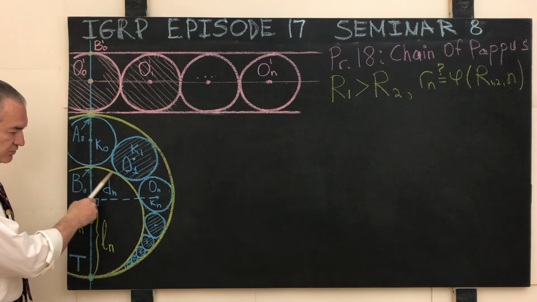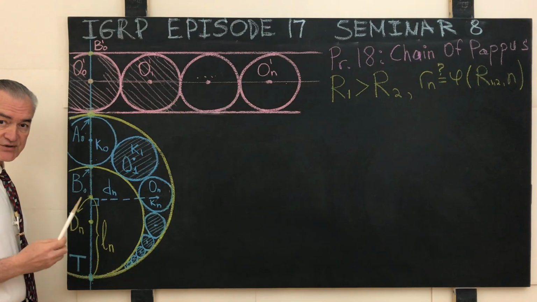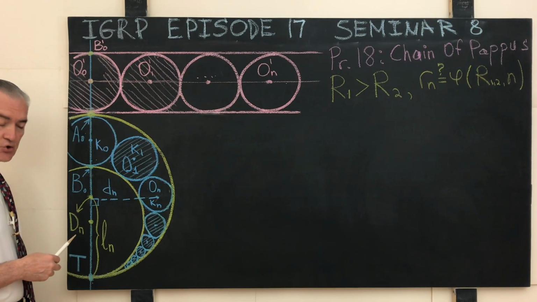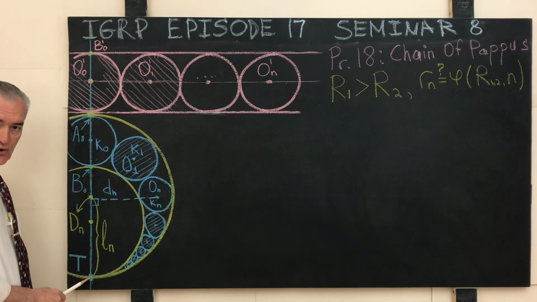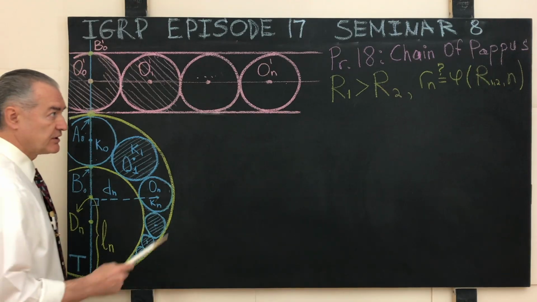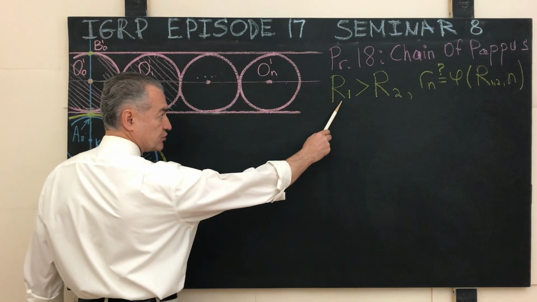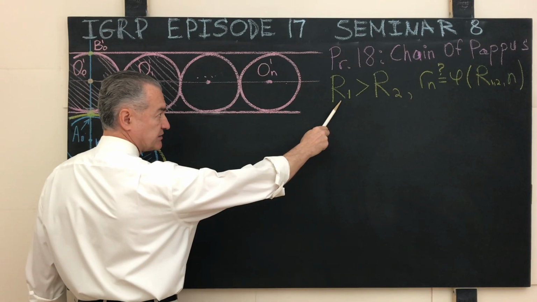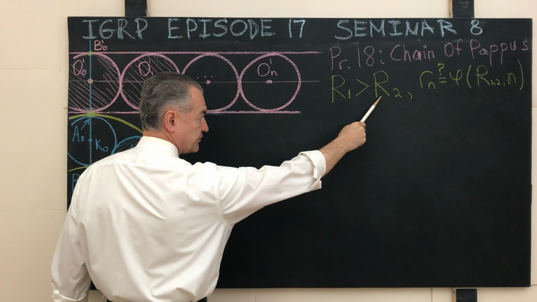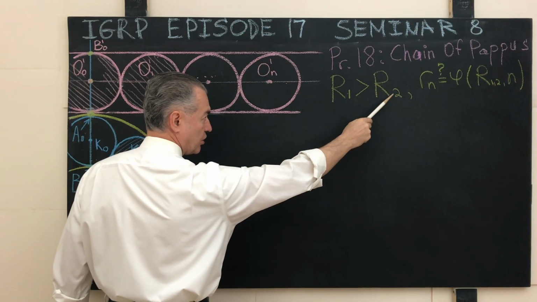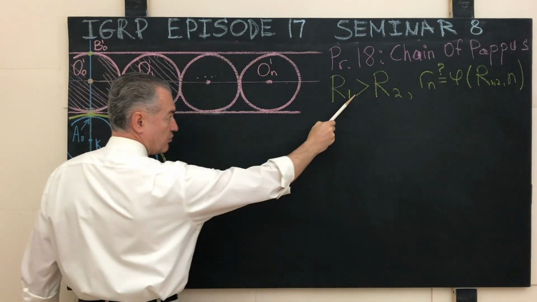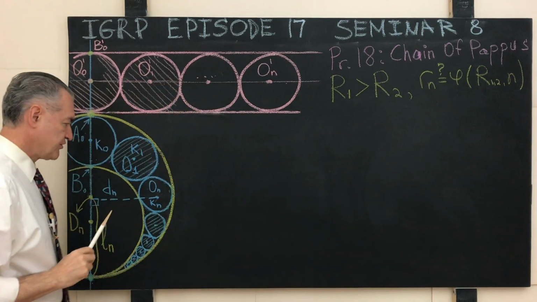And these two generating circles are positioned with respect to each other in such a way that the smaller circle touches the larger circle internally at a point which we will refer to as T for tangency. And it is given to us that the radius of the circle Q1, designated with the uppercase letter R1, is strictly larger than the radius of the second circle, designated with the uppercase R2. These are two real numbers, and this is the relationship between them. We will need this relationship very, very soon.